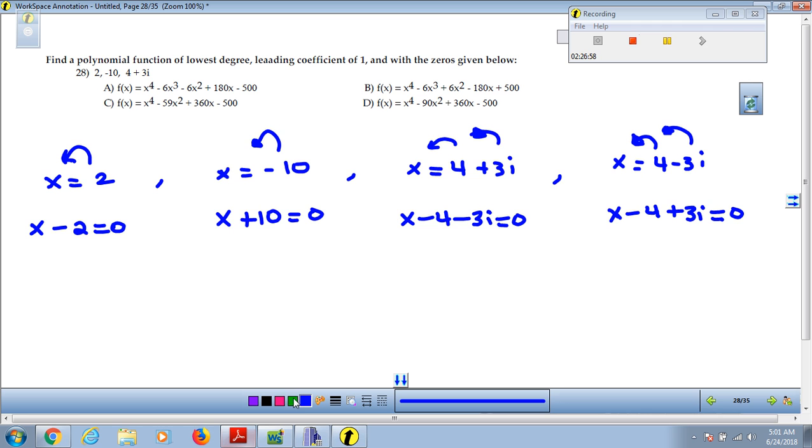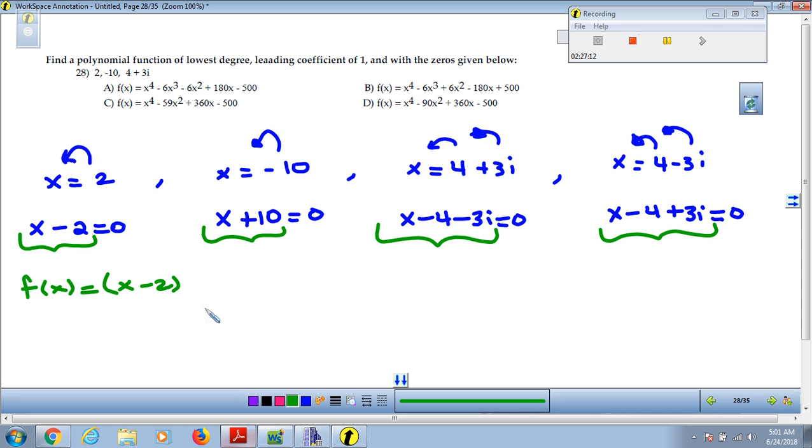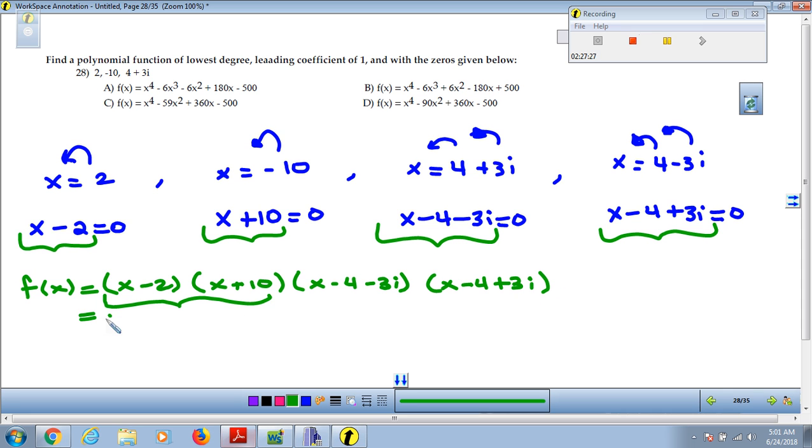So what I'll do next is that I'm going to copy the factors. The factors are going to be just the expressions that are before the equal sign. And I'm going to multiply them together. So these two together: x times x, x squared, x times 10, 10x, -2 times x, -2x, -2 times 10, -20.